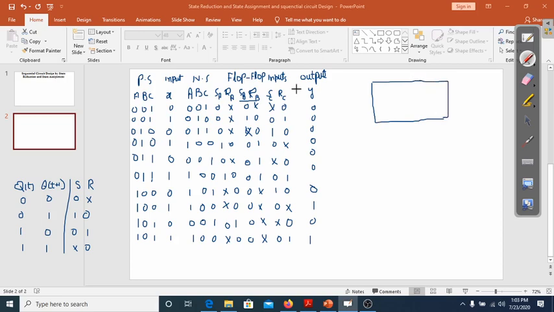How many inputs? I will use the inputs A, B, C and X. In the columns I will use AB, and in the rows I will use CX. So here I will simplify SA, the flip-flop input SA.